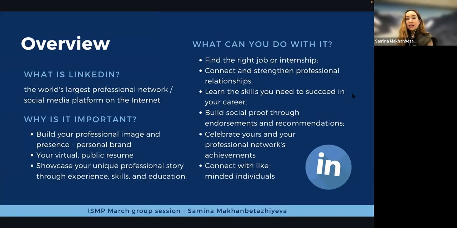So what is LinkedIn? LinkedIn is the world's largest professional network or social media platform on the internet. It is important because it allows you to build your professional image and your personal brand, and it is really crucial to being a working professional. It gives you power. You can negotiate your salary. If you have a really well-established brand, this is your way of positioning yourself in the job market.